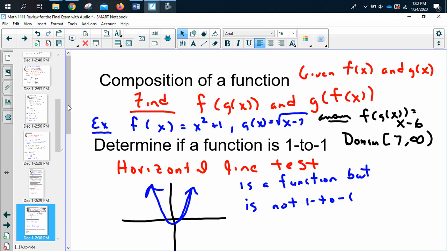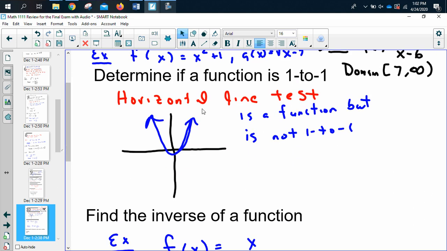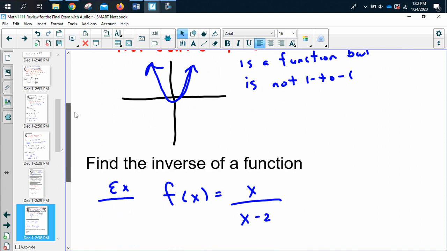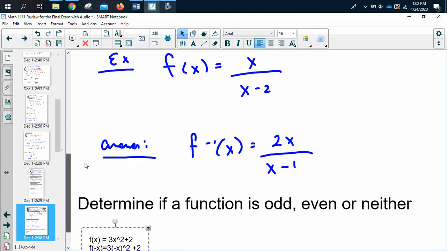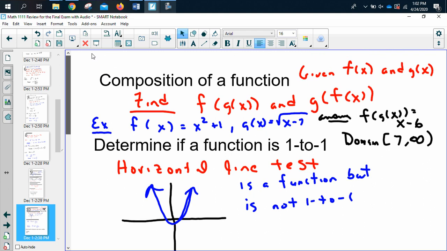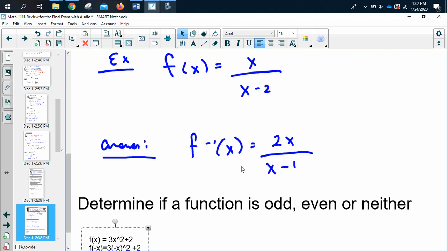Determine if a function is one-to-one, and you can use the horizontal line test. And this is a function, but it is not one-to-one because the horizontal line test would cross it more than once. And then find the inverse of a one-to-one function. So remember the steps for finding the inverse of the function. And then you might have to find the domain and range of the inverse.